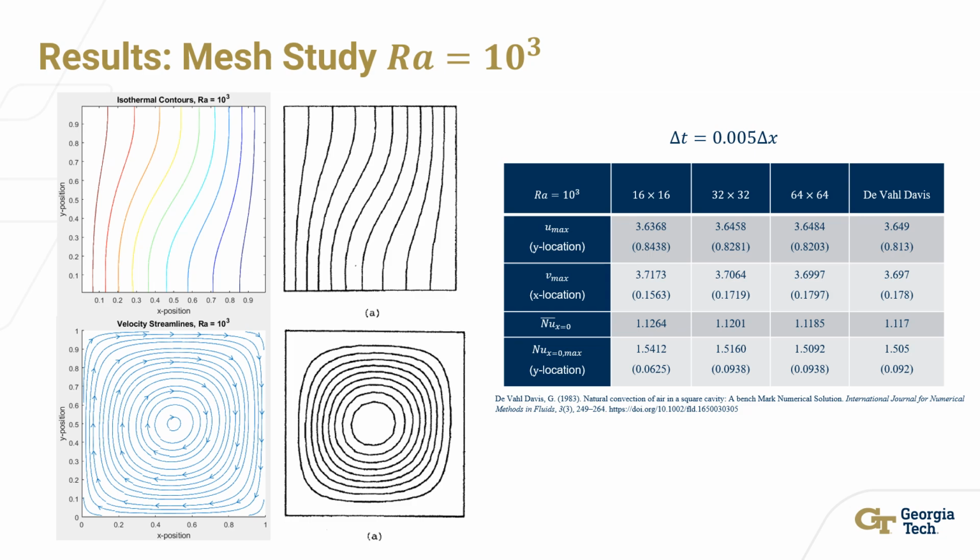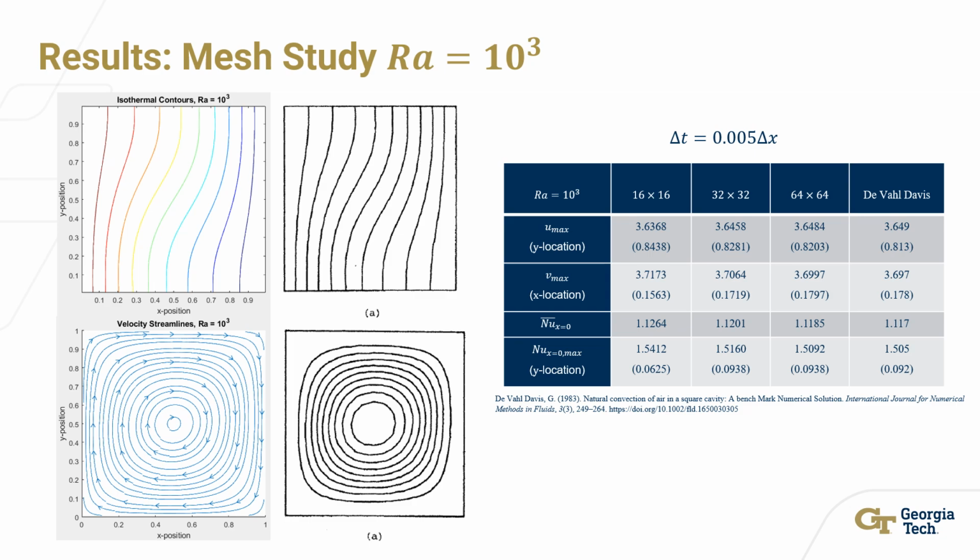So here are some results for Rayleigh number at 10 to the third. We obtained solutions for 16 by 16 grids up to 64 by 64, just to show that some values we're interested in are converging to the reference values.